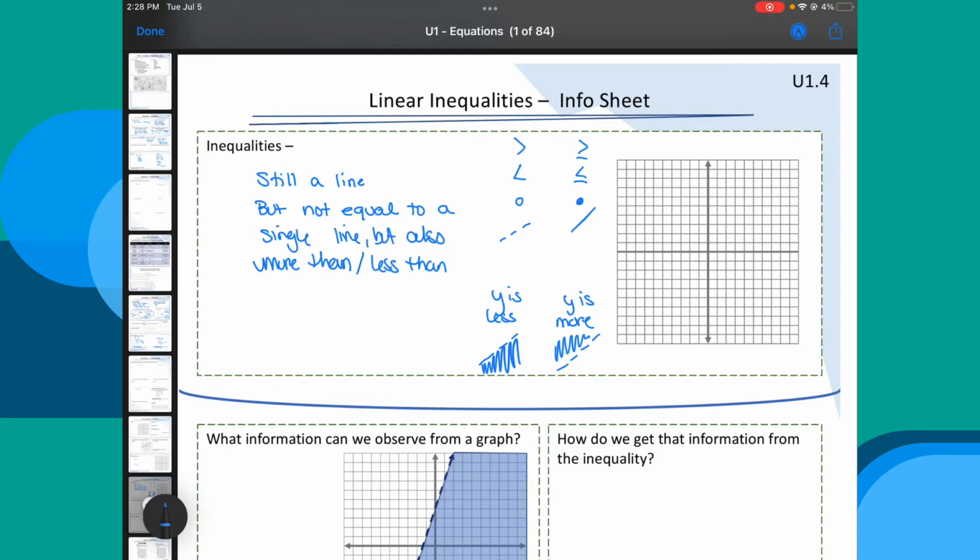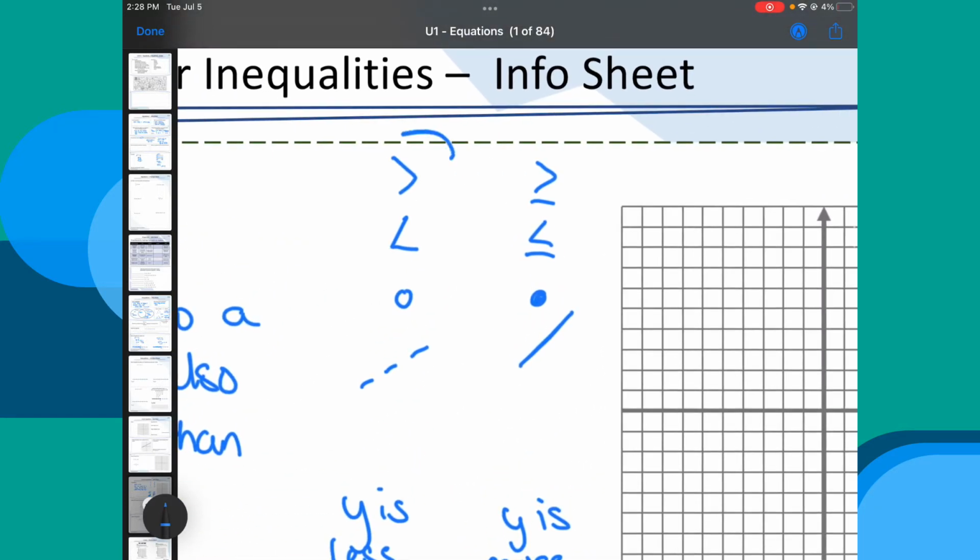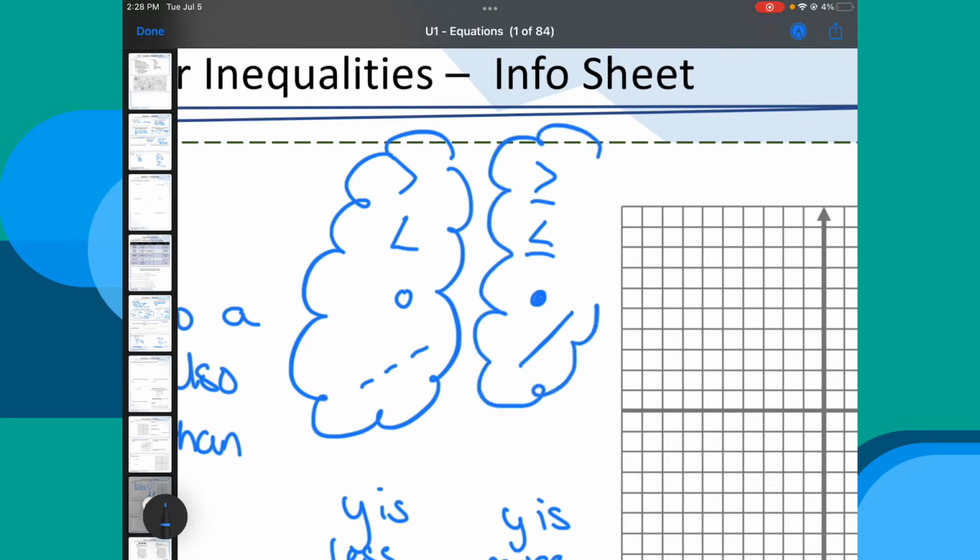have to shade. So just as a reminder, when you have a greater than or a less than sign, we use open circles and a dashed line. But if we have a greater than or equal to or less than or equal to, we use a solid dot to include the values and a solid line.